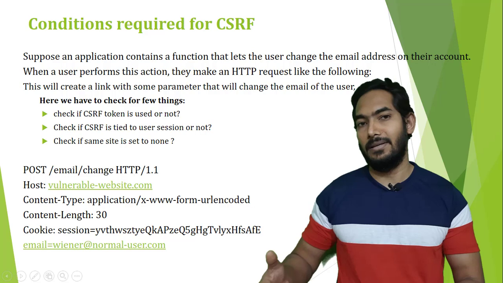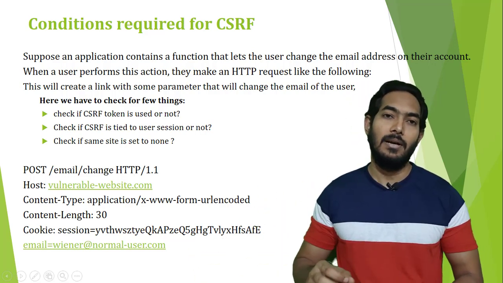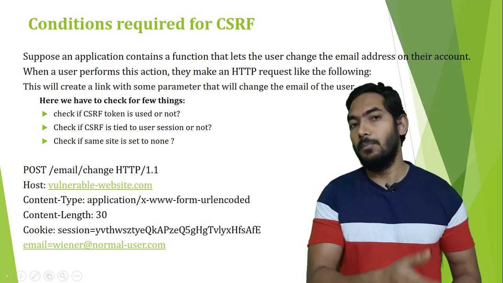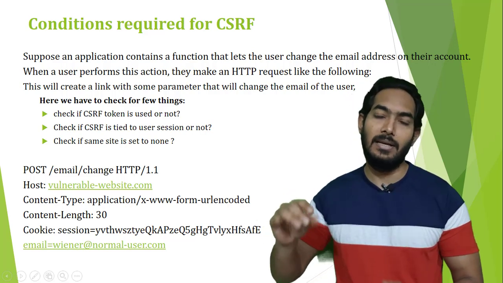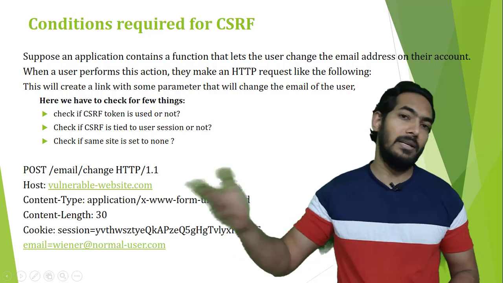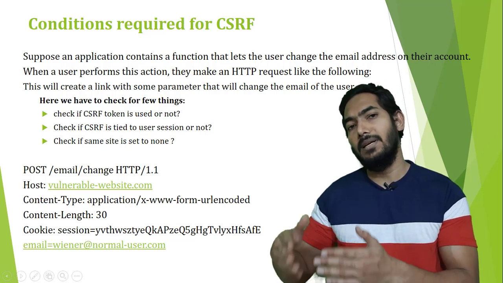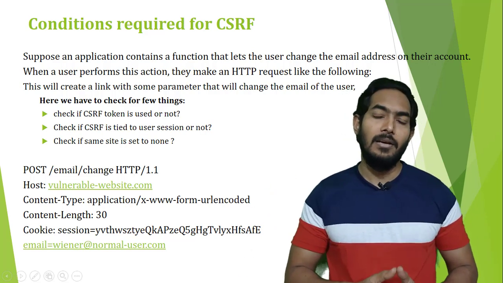So we'll be creating this kind of link by using some HTML code that we will be checking over there. We'll see whether all these conditions are in place or not, and then we'll create this link and send it to the victim, or we will just execute this kind of link in a different tab, right? And we'll see if the intended action is happening or not, right? So this is the thing.